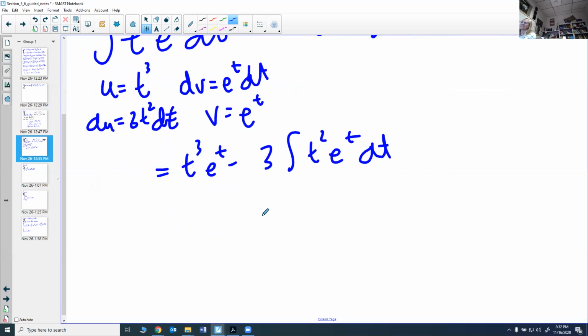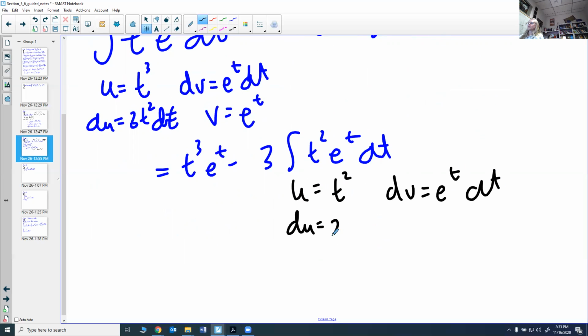Well, looking at that, I'm not done because I still don't know how to find the integral of t squared e to the t. So what we do in this case is integration by parts again. We now pick a new u. For this new one, u is going to be t squared. Even though it didn't get to something I can do, it got simpler. T squared e to the t is way simpler than t cubed. So we're going to do t squared for u, and the dv will be e to the t dt.